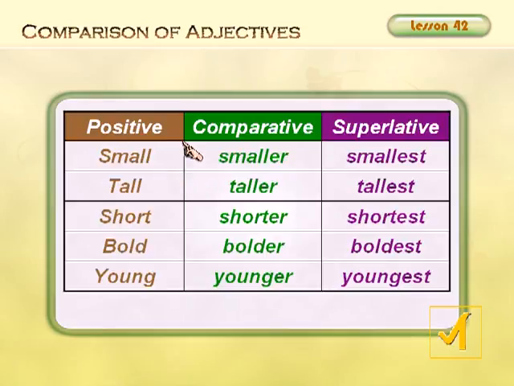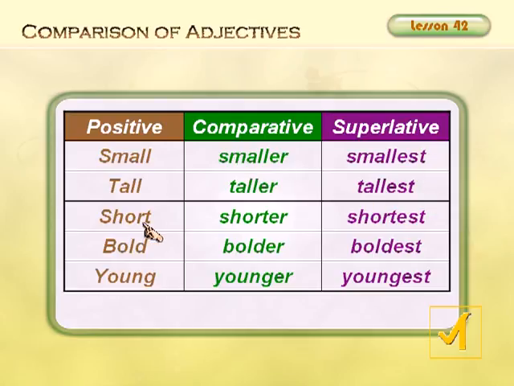So positive, comparative, superlative. Small, smaller, smallest. To make the word small, the positive, into comparative, you add ER. And in the superlative, you use EST. So it becomes smallest. Then tall, you add ER in the comparative, becomes taller. And EST in the superlative, it becomes tallest.